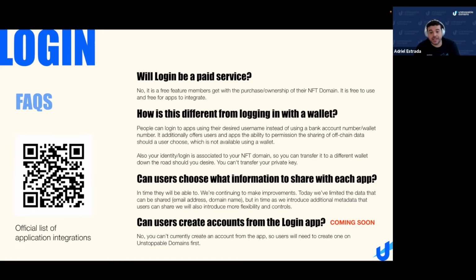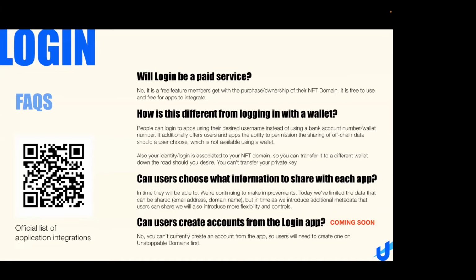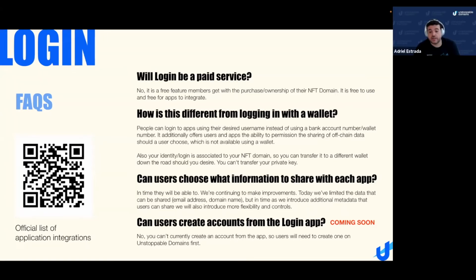Logging in with Unstoppable is different from logging in with a wallet for, I think, a few key reasons. One, it's using your human readable domain. It's not a complicated wallet number or address. Two, users and apps can choose how to share their off-chain data, which is not available through a wallet. And three, your identity and login is associated with your NFT domain, and so that has the added benefit of being able to transfer to a different wallet if you were to choose to do that later on in the future.